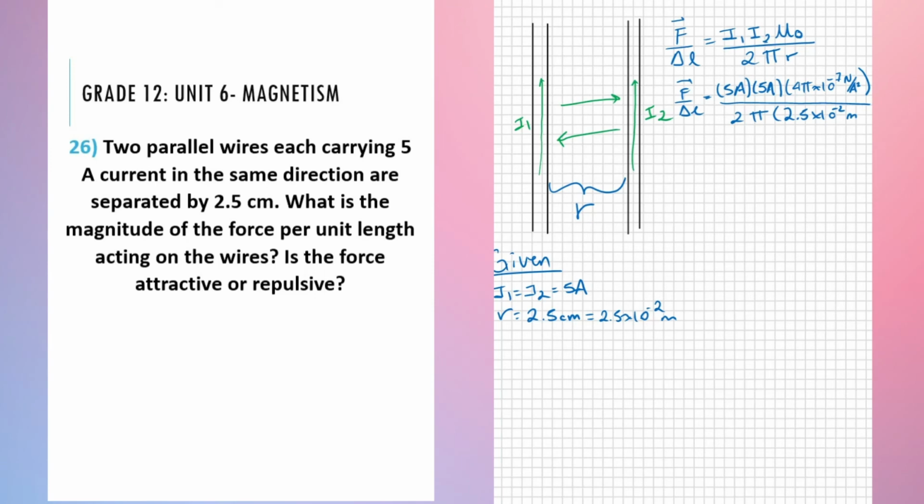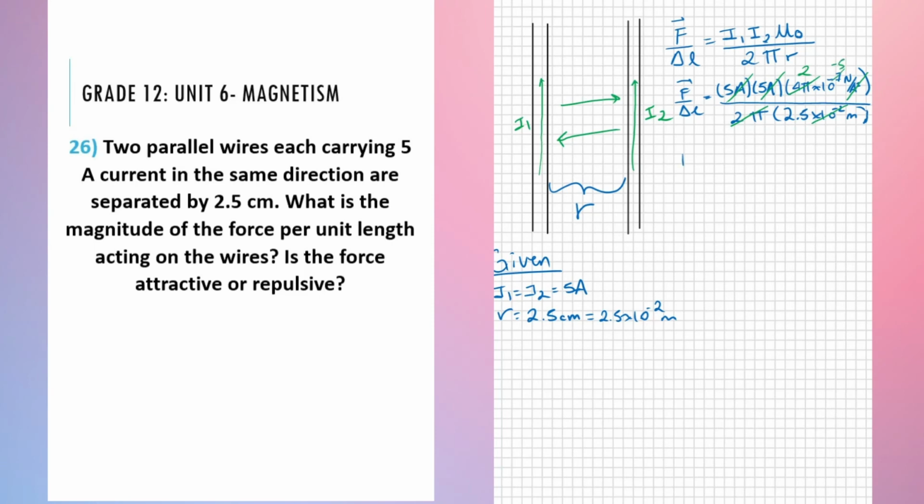So let us try to simplify this question. Let me change the color here, and we see that we have ampere squared. We can cancel both of the amperes. We have 2 pi and 4 pi. The 4 pi can become 2. What else do we have? We have 10 to the power of minus 2. This can change this to 10 to the power of minus 5 instead.